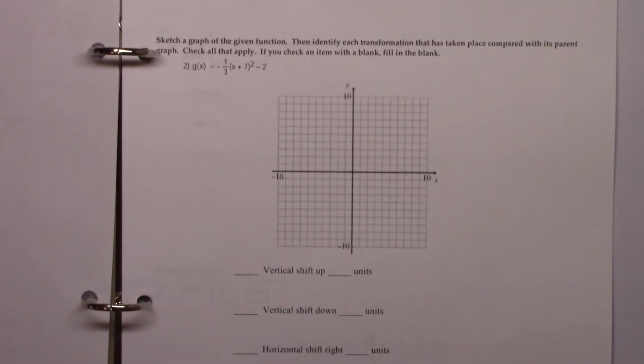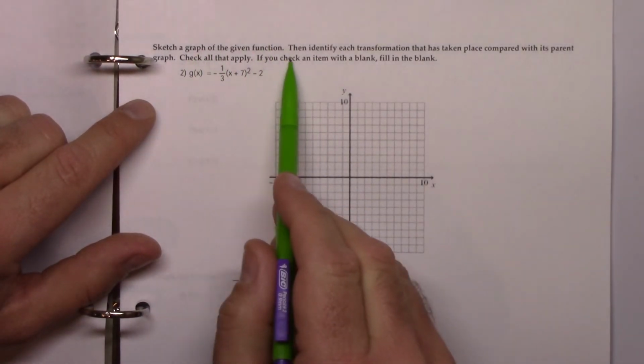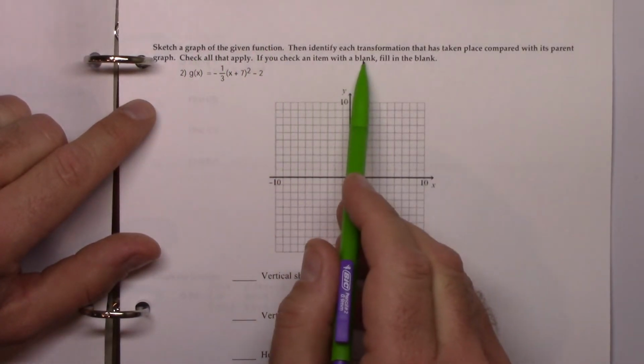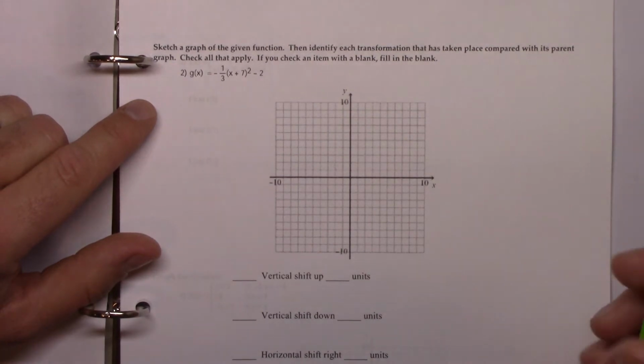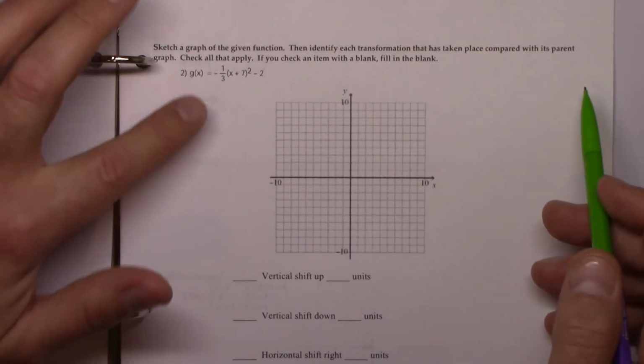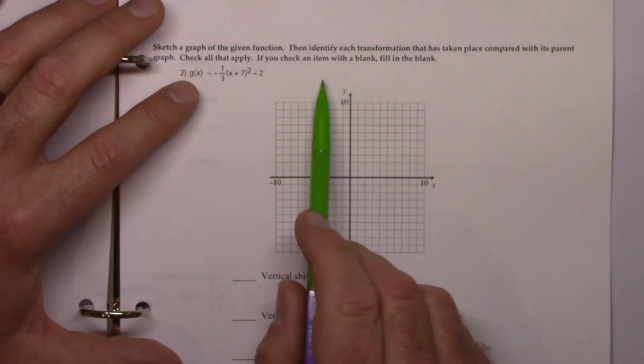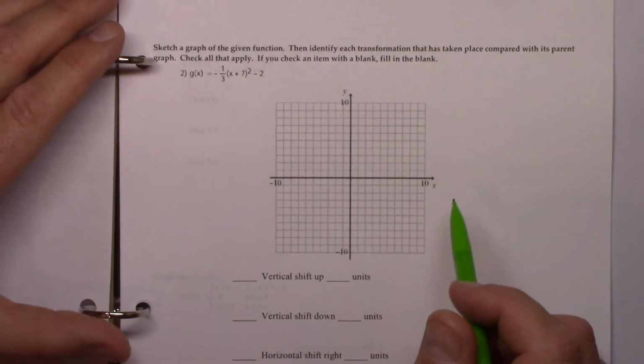So when you turn the page here, on number 2, let's see what they're asking us to do. We want to sketch a graph of the given function, identify each transformation that has taken place compared with its parent graph. And we're going to check all transformations that apply. If you check an item with a blank, make sure to fill in the blank.